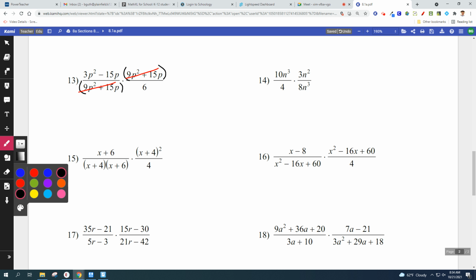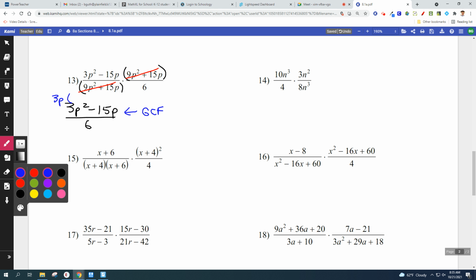And so if you want to clean this up, I'm looking at 3p squared minus 15p on top of a 6. Again, it doesn't matter that one's on the left and one's on the right. What matters is one's on the top and one's on the bottom. But doesn't that look like a GCF right there? That's a GCF. What can I divide out of both? What is common to both of those terms? A 3 and a p.